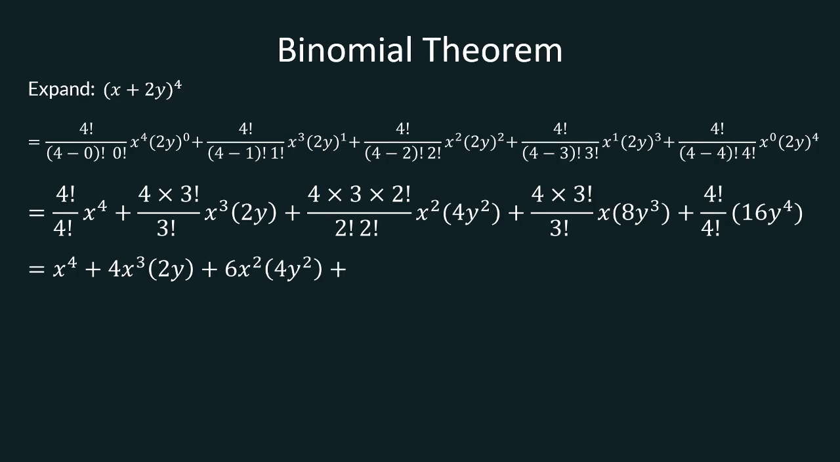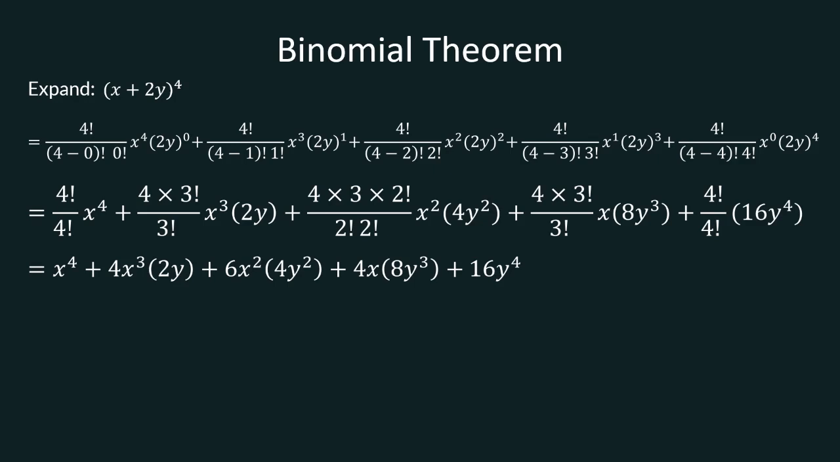In the fourth term, we have 4 times 3 factorial divided by 3 factorial, and they cancel out. You are left with 4 times 8y cubed. In the last term, 4 factorial cancels out 4 factorial, and you are left with 16y raised to the power 4. So let's do our multiplications.